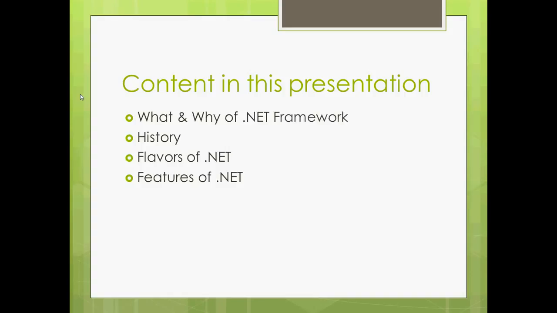As for this first session, I will only talk about the very beginnings of the .NET framework, like what exactly the .NET framework is, why there was a need to develop the .NET framework, and I'll give you a very brief history of .NET. Then I will talk about the flavors that .NET provides and also the features that it provides to the developers.